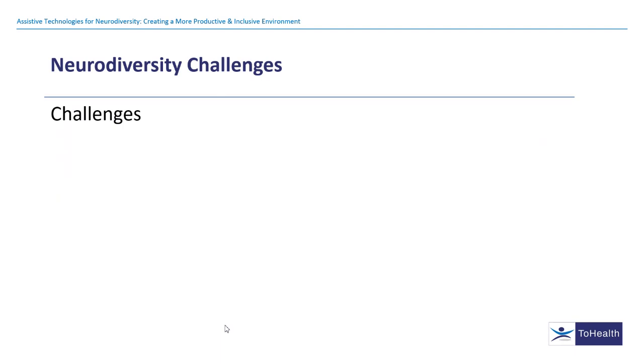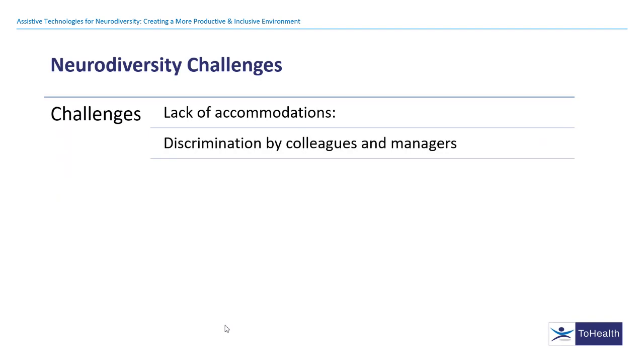So, what are the challenges that come with having neurodiverse conditions? We know that many neurodiverse people may require specific accommodations in the workplace. That can include things like flexible working hours, as well as assistive technology and adjustments to their work environment. And these accommodations, however, are not always provided. We know that people tend to face discrimination in the workplace based on their neurological condition.